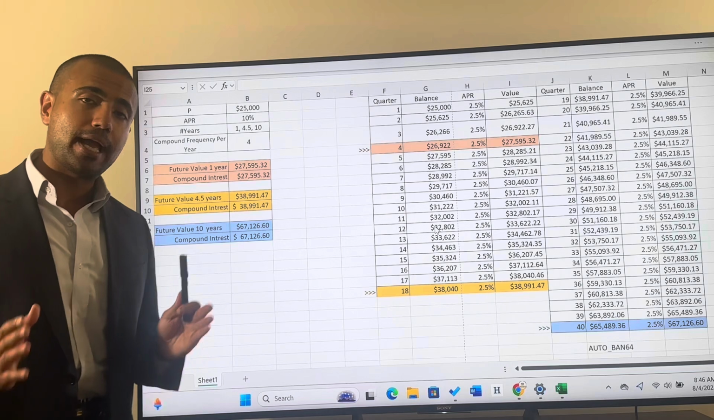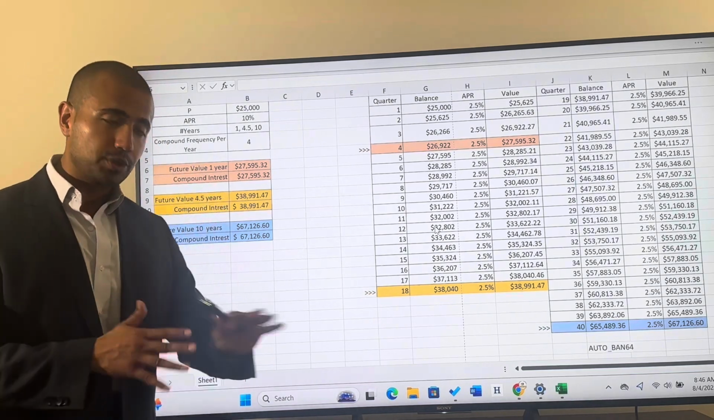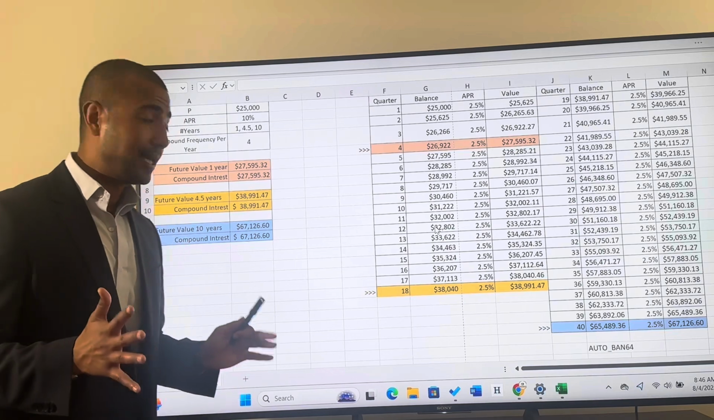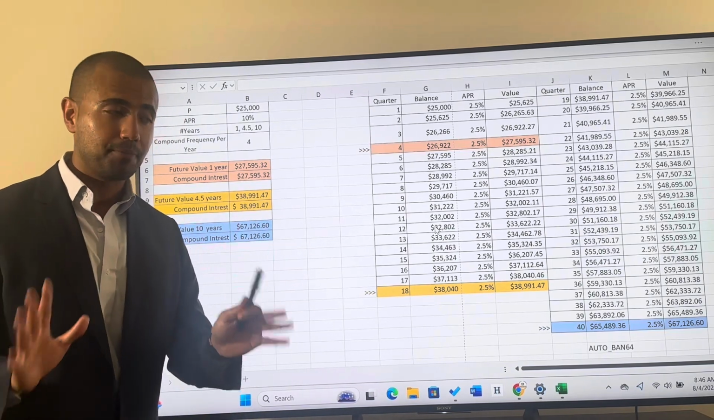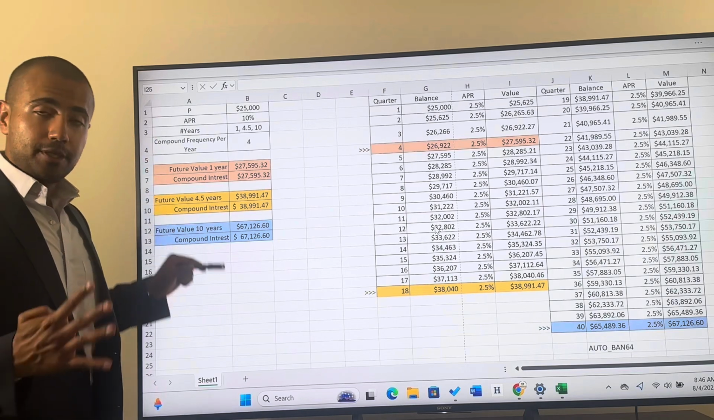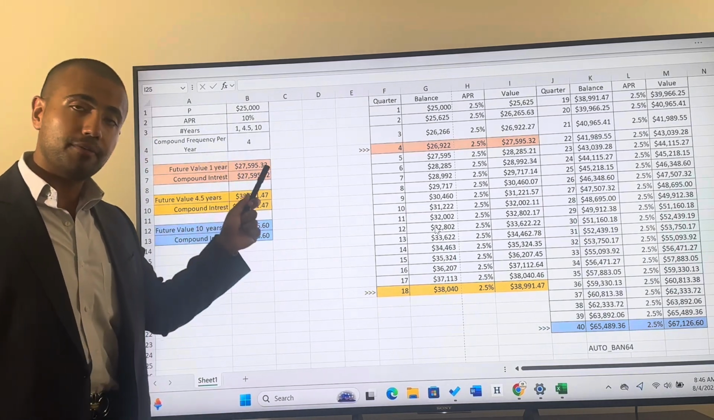APR stands for annual percentage rate. Okay, and the rate in this scenario, in all these three scenarios, is actually 10% a year. Okay, is that a good rate? That's a phenomenal rate. If you can do that rate every year, you're a phenomenal investor. Okay, with that said, we have three scenarios for case study. First is year 1, then we have year 4.5, and then we have year 10.